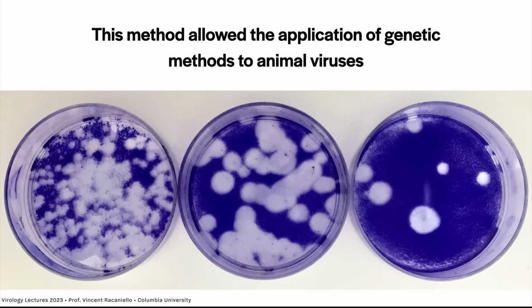Well, that's where the plaque assay comes in. You take your virus, you treat it with, say, UV light to make changes, and then you do a plaque assay. So now you can pick individual viruses that have individual mutations in them. So the plaque assay was essential to introduce the world of genetics to viruses, and that's why people wanted to develop plaque assays.